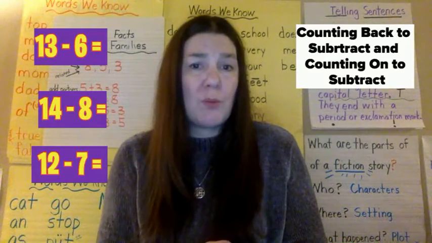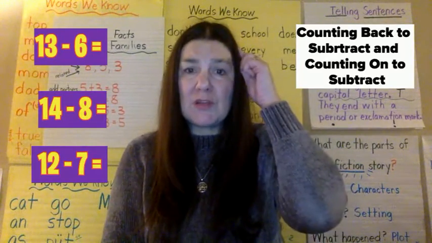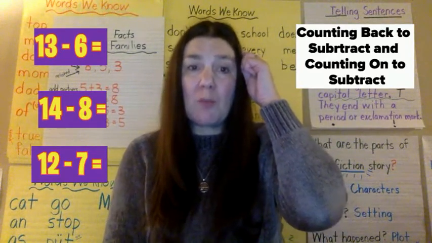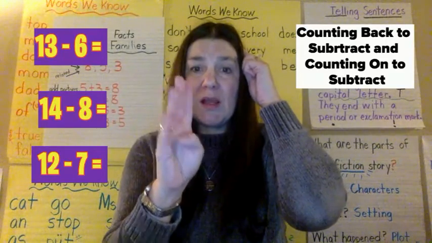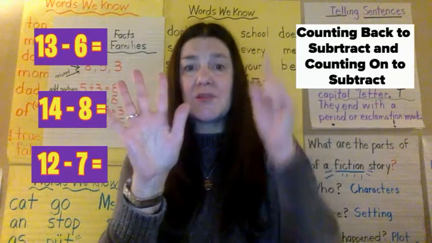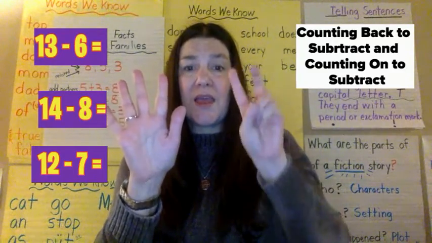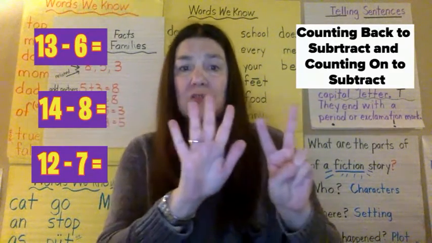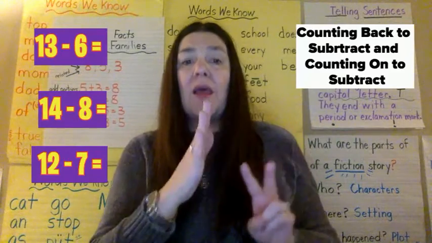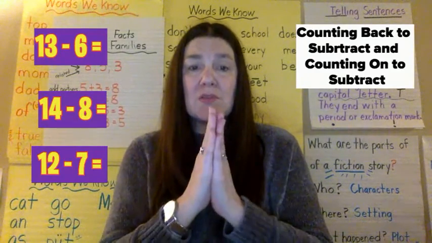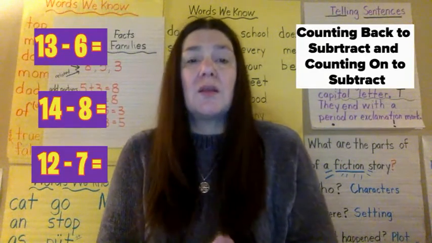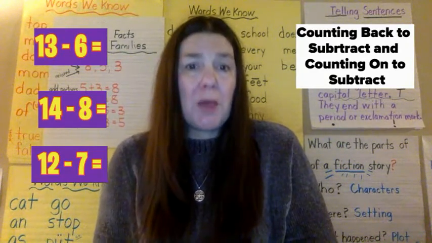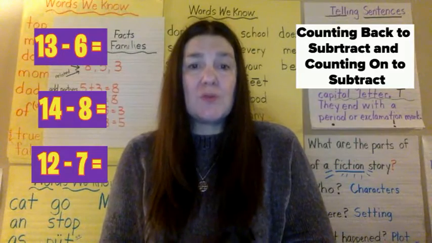So I'm going to do it one more time. I think 13, and then I'm going to count backwards. 12, 11, 10, 9, 8, 7, and 6. And there you see the 7, and that is the spaces between. That is counting backwards. Let's do 14 minus 8 equals blank.